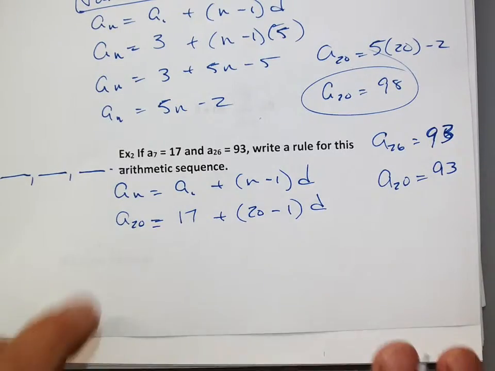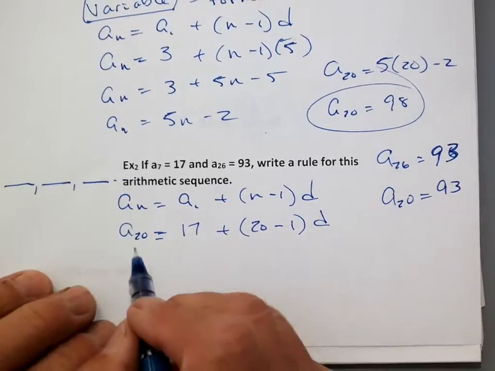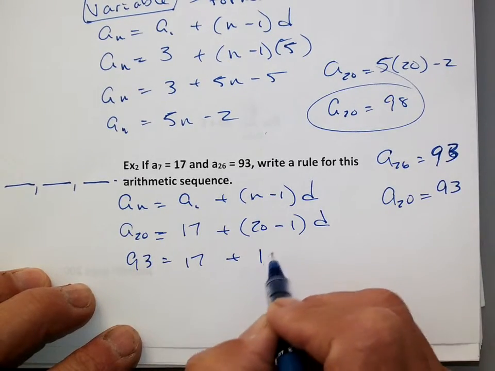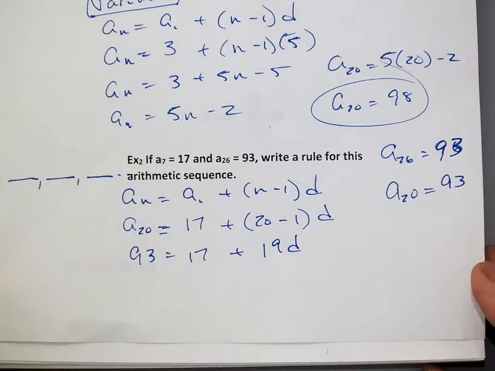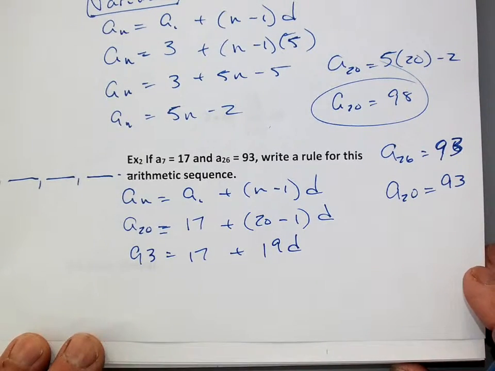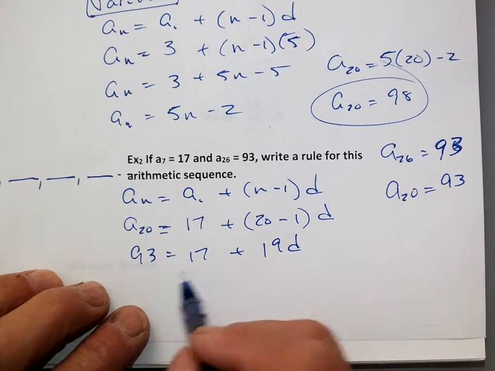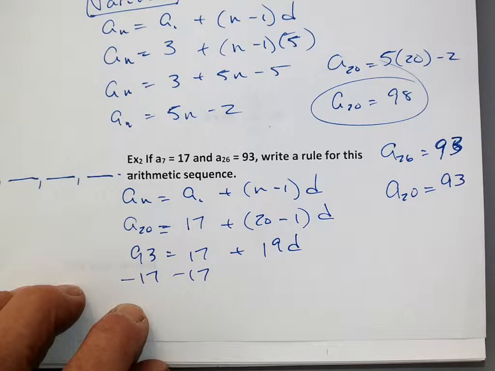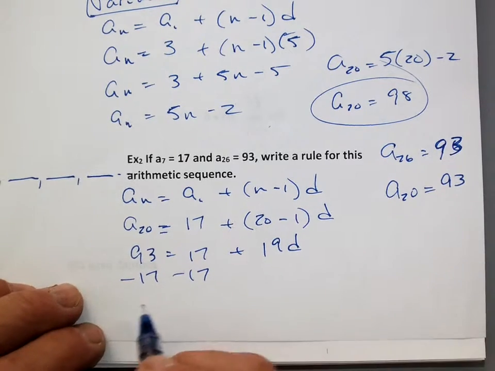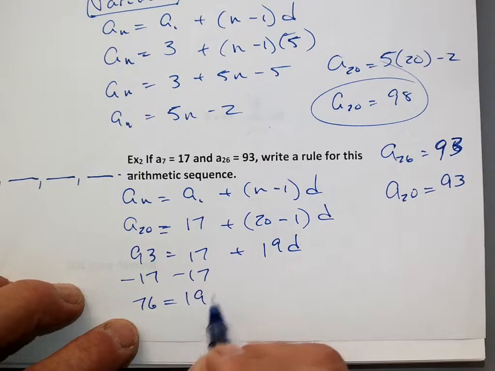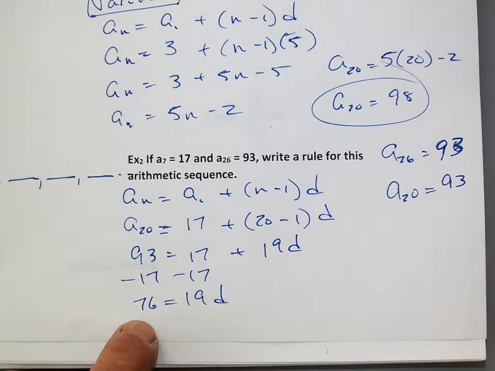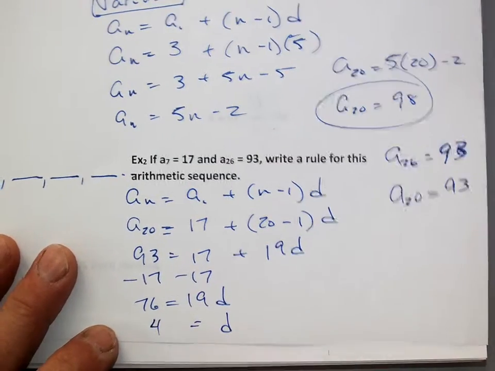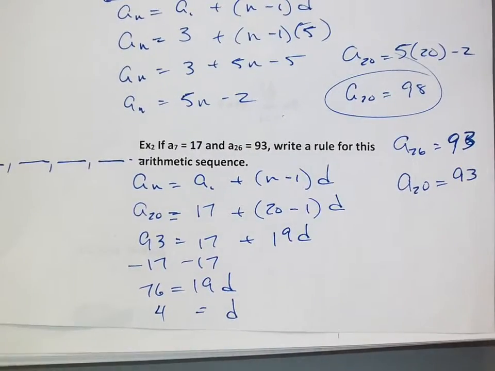Now, A20, I know what A20 is. It's 93. So 93 equals 17 plus 19d, right? And I can solve for d. Minus 17, 93 minus 17, 76 equals 19d, divided by 19, and d is 4. So the difference is 4, okay? So far so good. I know what d is.